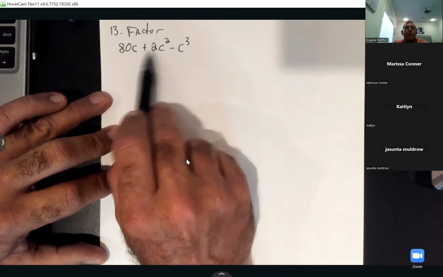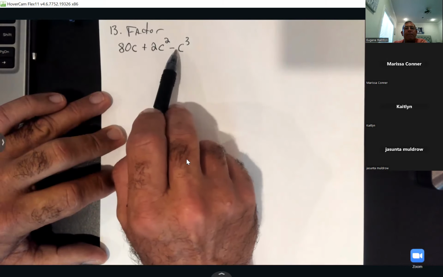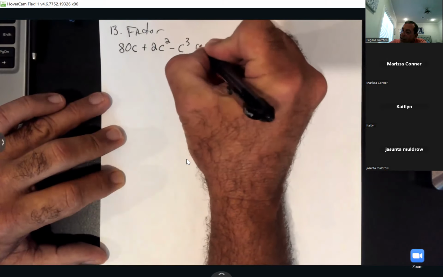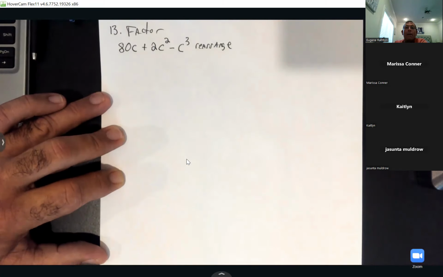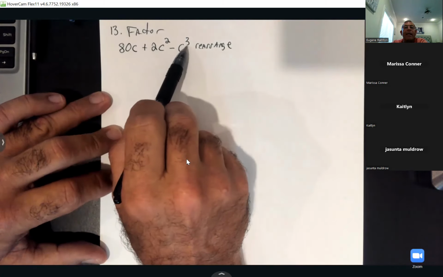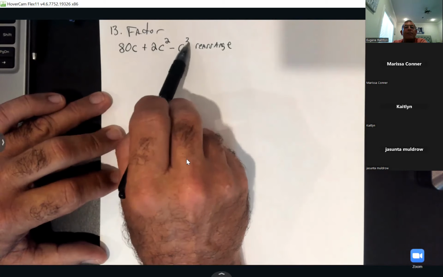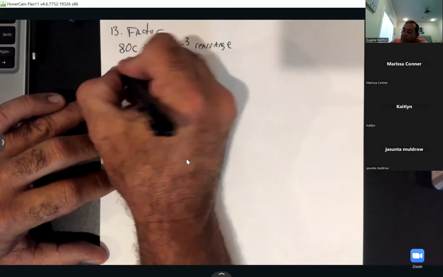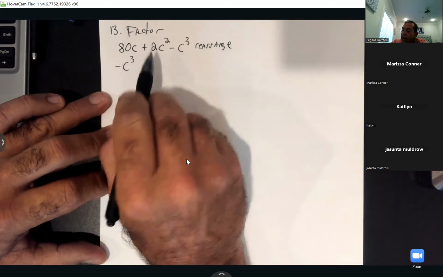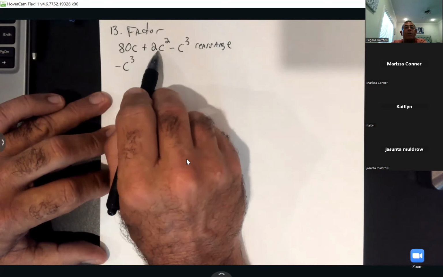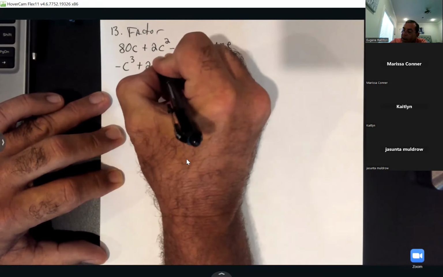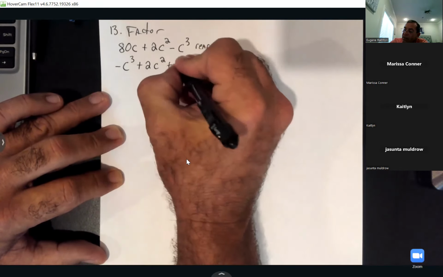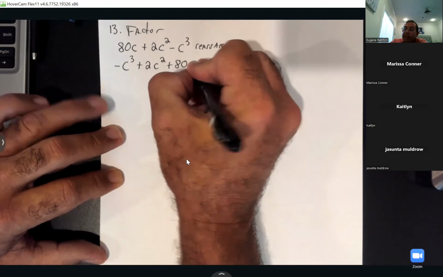So the first thing you want to do with this is rearrange it. So we got to rearrange. The biggest exponent is the 3, so the negative c to the third goes first. Then we bring down the positive 2c squared. And then the positive 80c.